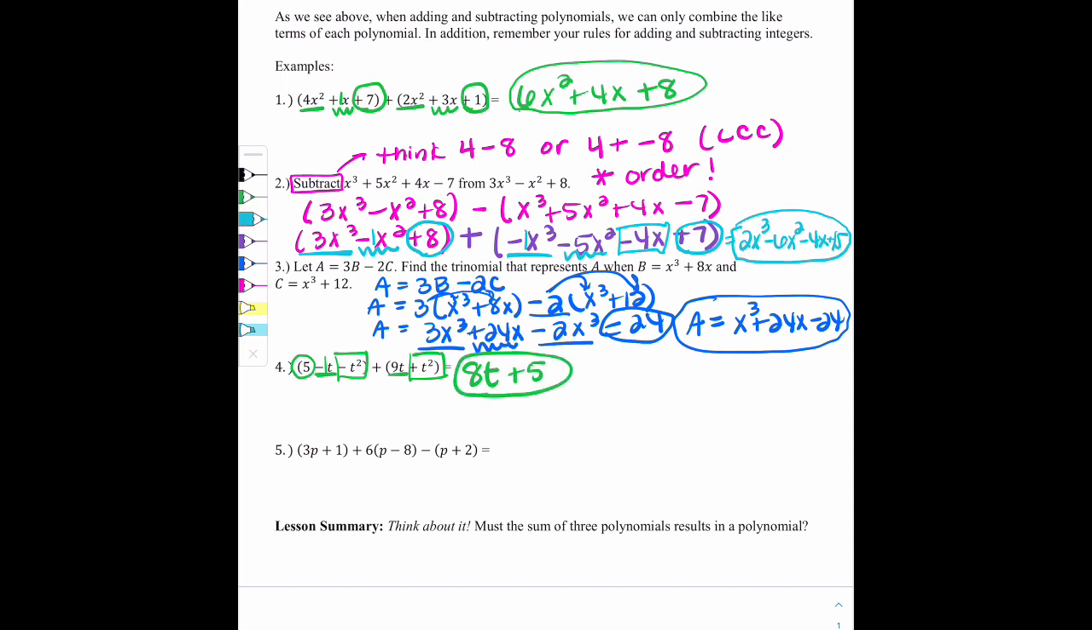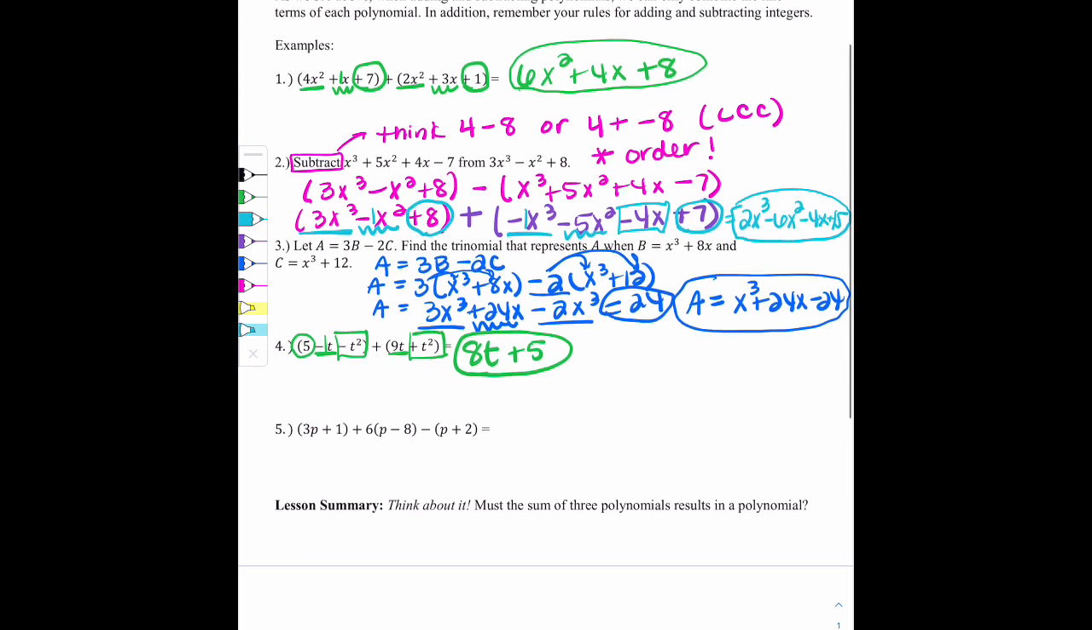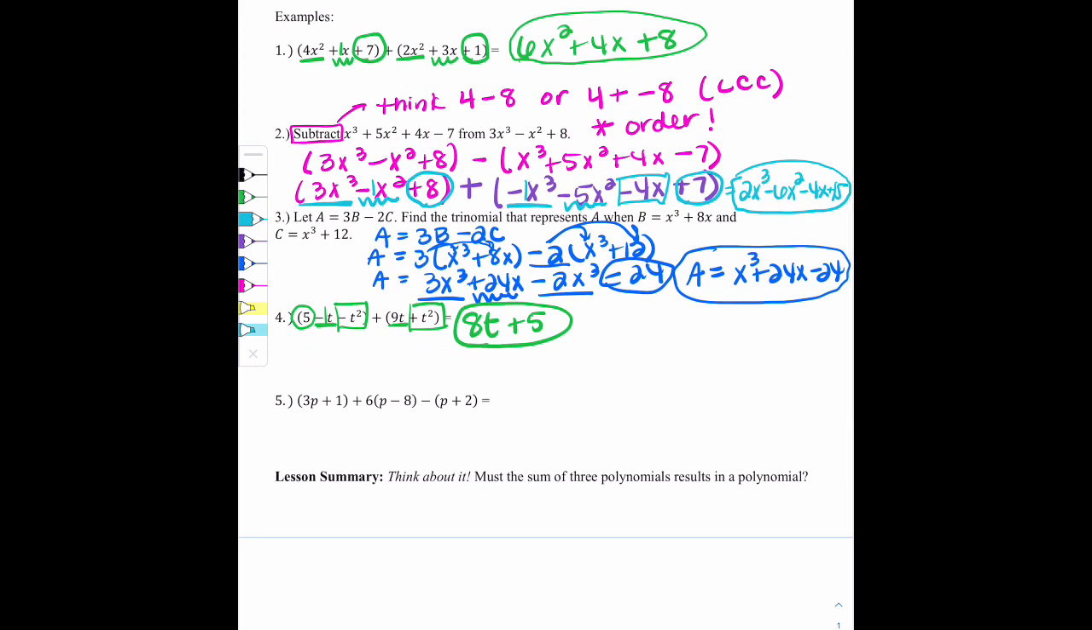Okay. Let's look at number 5. We have 3p plus 1 plus 6 times p minus 8, and then minus p plus 2. Okay, so we see some distributive properties we need to take care of. We have 6 that has to be distributed, and then this is really a negative 1 that needs to be distributed. So I would highly suggest that you either rewrite that or squeeze that 1 in there to remember what number is actually there.